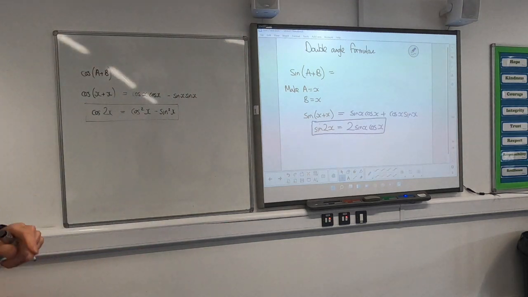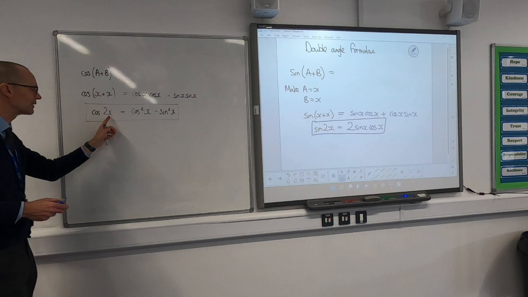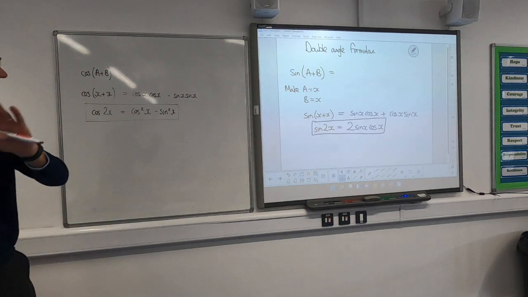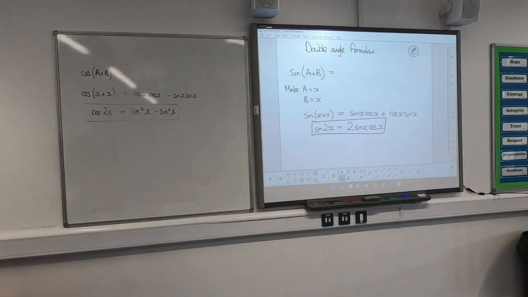One. Yeah, cos squared plus sin squared is 1. So this is a different formula. If you know the cos of an angle, and you want to know the cos of double that angle, you can work it out. You need the cos of that angle, square it, take away the sine of that angle, square it. It's not cos squared plus sin squared. That's the second new identity that we are expected to use.